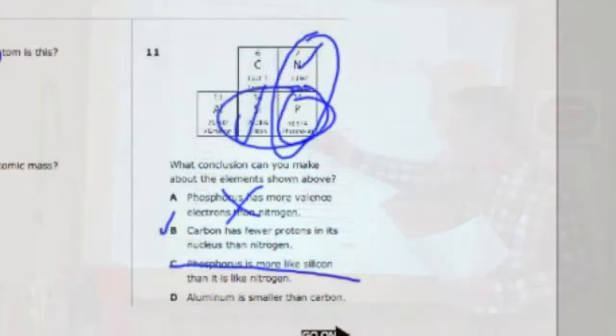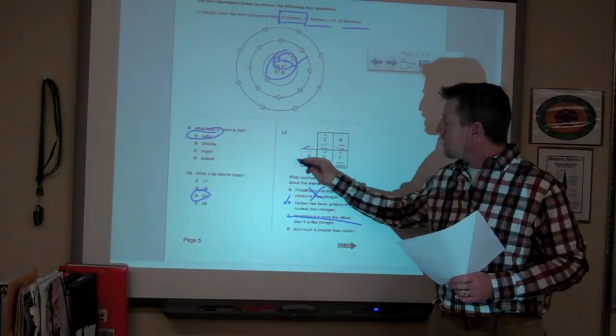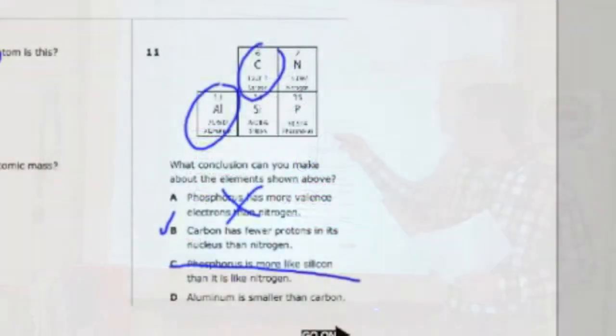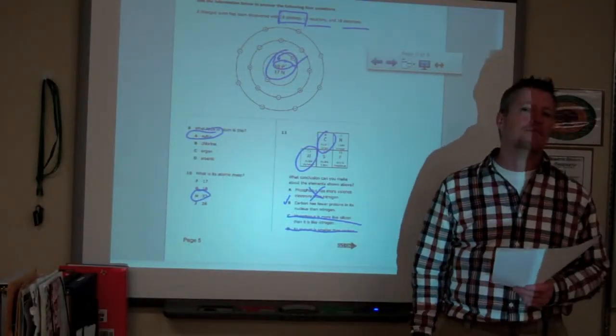Aluminum is smaller than carbon. No. Its atomic number is 11. Carbon's is 6. We can also look at the mass, and they're much different. Carbon is actually smaller than aluminum, so that's wrong too. Okay? All right, everybody cool on that one you missed? Yes. Okay.